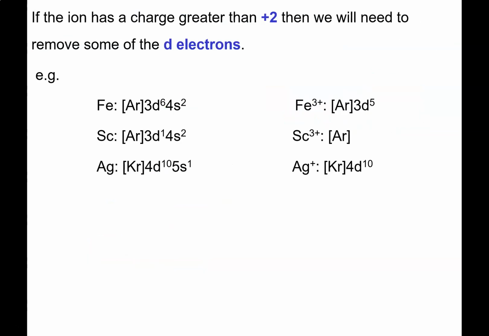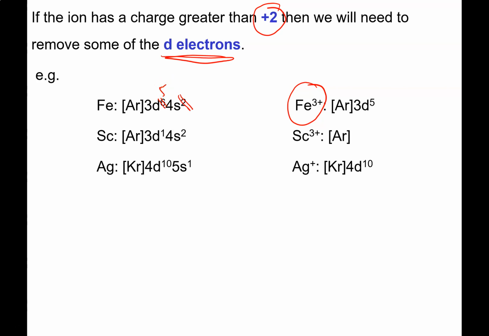So if the ion has a charge greater than +2, then you're going to start taking away some of the d electrons. So here's iron, and its electron configuration for the neutral atom is 3d6 4s2. When I form the Fe3+, I take the first 2 electrons from there, and then I take 1 from there.